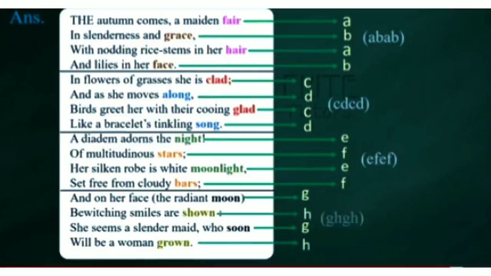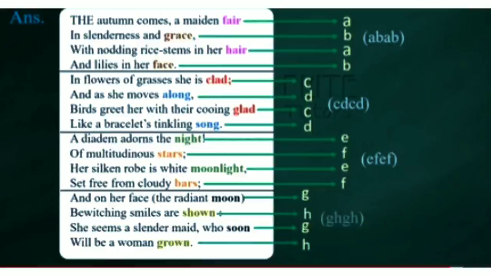What do you think? What is the rhyme scheme of our poem? The autumn comes with a maiden fair, with nodding rice stems in her hair. Okay, so this would become fair and hair. So A आ जाएगा बराबर. फिर clad, then and lilies in her face, the face will become B. So the first paragraph's first four lines would be A B, right?